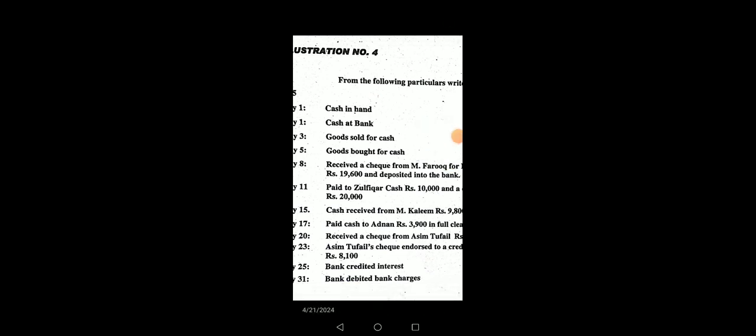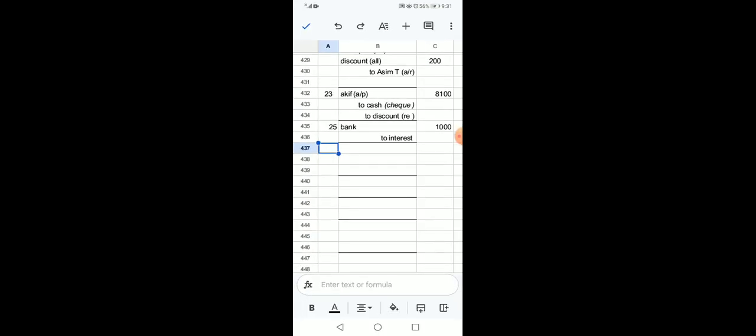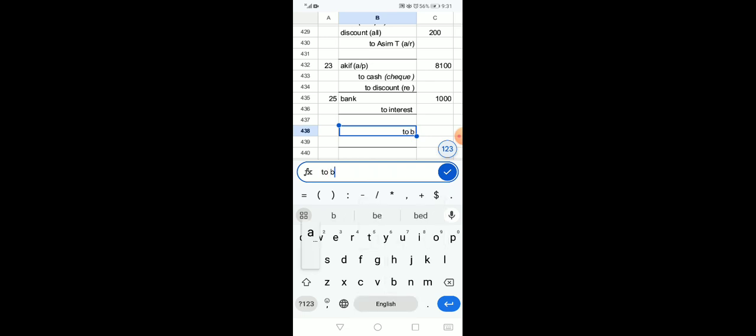Bank debited bank charges. Again the same principle we will use. If the bank has debited our name, we will credit the bank's name in our books. If the bank had debited our name, what will we do? We will credit the name of the bank in our books and we will write bank on the credit side. Understood?